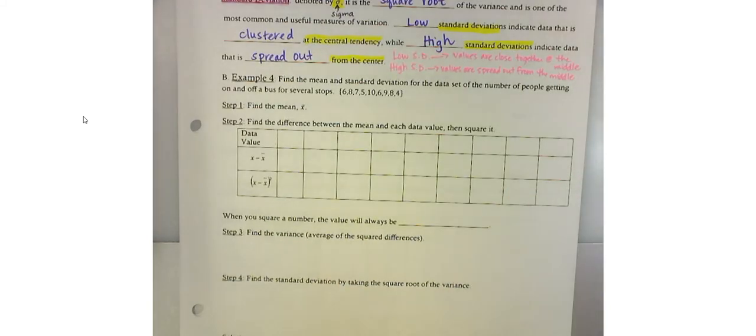So in example 4, it says to find the mean and the standard deviation for the data set of the number of people getting off and on a bus for several stops. And then we're going to have some more notations here. Okay, so for this it says find the mean, and then see how it's an X with a little segment above it here? This is called X bar. And that is your notation for the mean. Okay, so that's what we're going to be using.